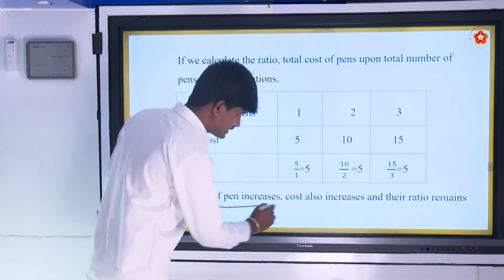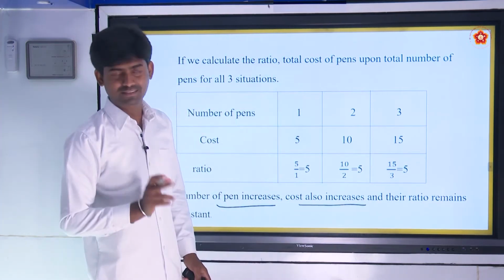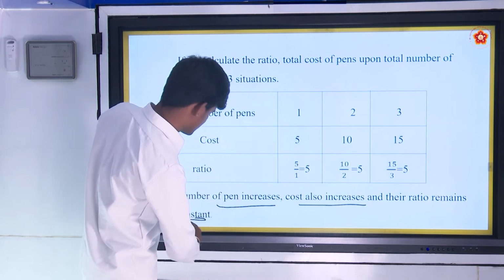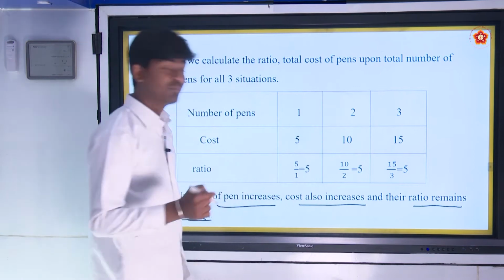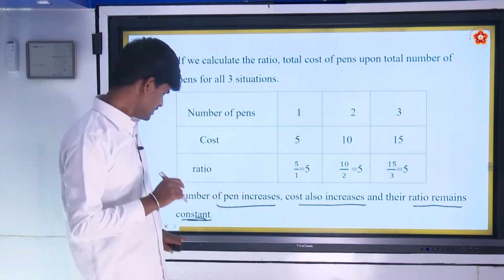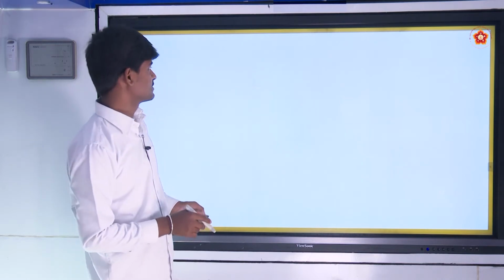As the number of pens increases, the cost also increases, but the ratio remains constant. See, it is very important, the ratio remains constant. Okay, this is direct proportion. Yes, another example is also there.